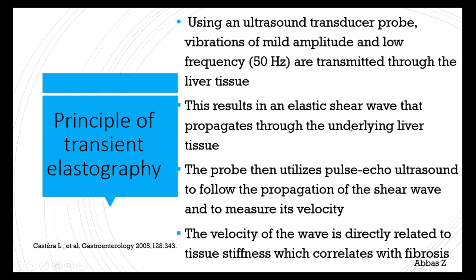So how do we measure the transient elastography? We use an ultrasound transducer probe, and we generate vibrations of mild amplitude and low frequency, which is about 50 hertz. These are transmitted to the liver tissue. This results in an elastic shear wave that propagates through the liver, and then the probe utilizes the pulse echo ultrasound to follow the propagation of the shear wave and to measure the velocity. The velocity of the wave is directly related to the tissue stiffness, which correlates with the fibrosis.